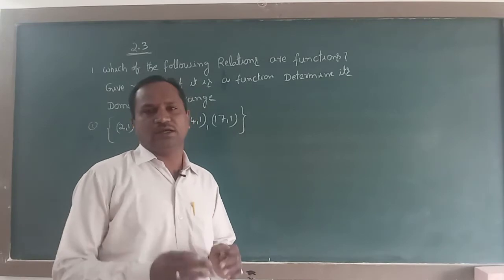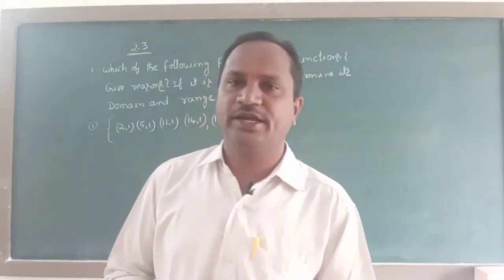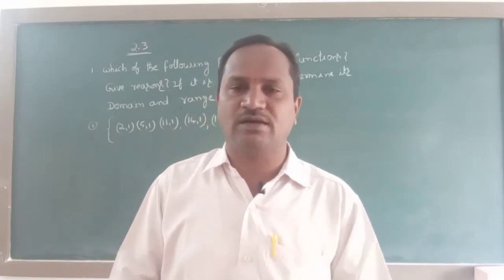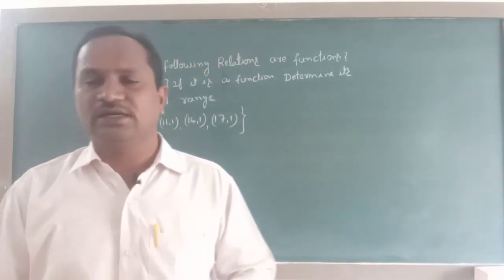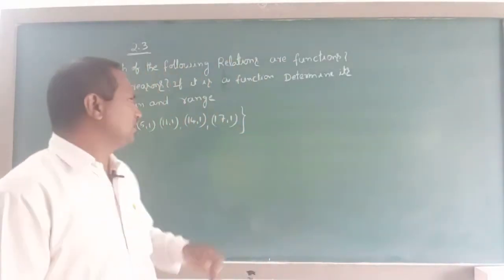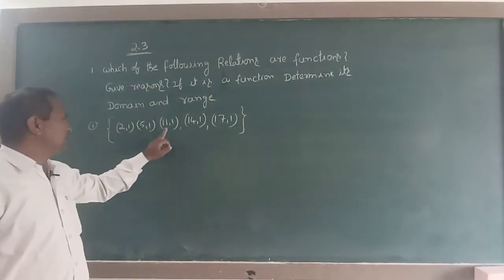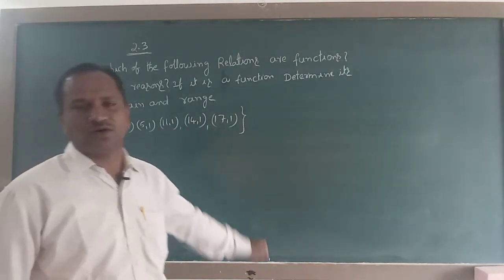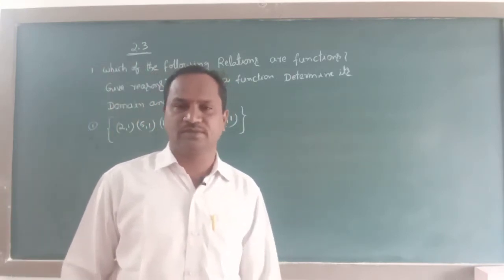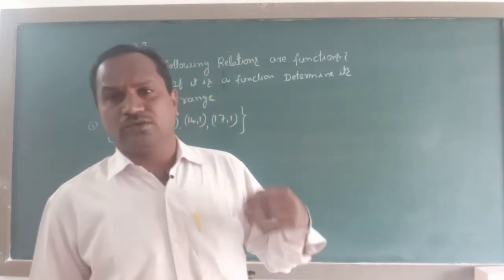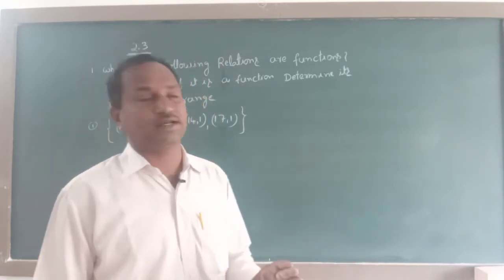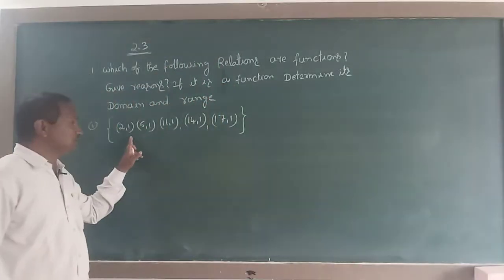When you are checking whether the given relation is a function or not, as I already told, first you have to check whether the first coordinate is repeated or not. If it is not repeated, we can directly say that the relation forms a function. Here, 2, 5, 11, 14 and 17 are the first coordinates of the ordered pairs of the given relation. You may get repetition of second coordinates, no problem, but you should not get repetition of first coordinates. Like that, here the relation forms a function.